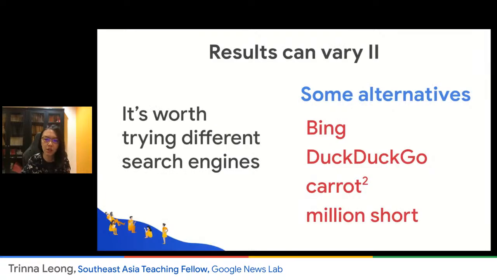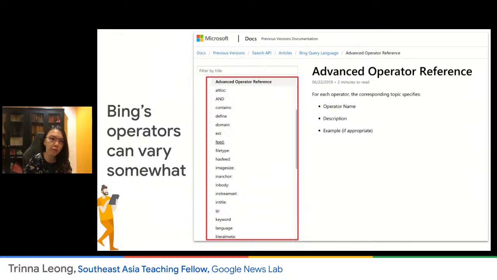So, different search engines, of course, can return different results. And therefore, we always recommend that if you don't want to just rely on Google alone, you could also try different search engines. There are alternatives such as Bing, DuckDuckGo, Carrot, and Million Short. These are just some of the examples out there. And for Bing, they also have search operators, and their search operators can be quite similar to Google's, but there are some operators that differ somewhat.